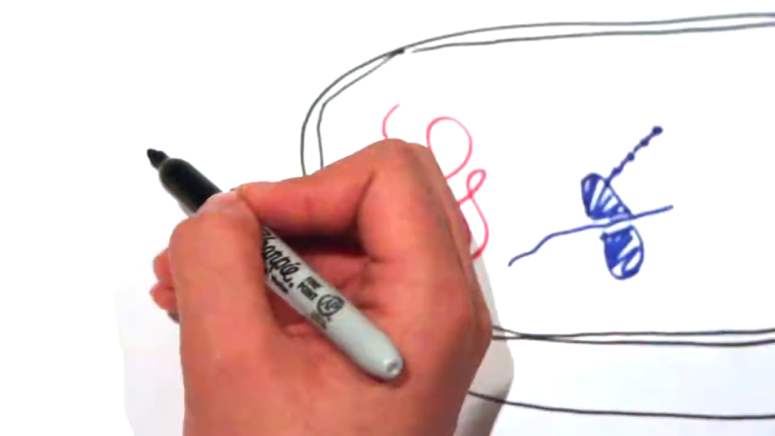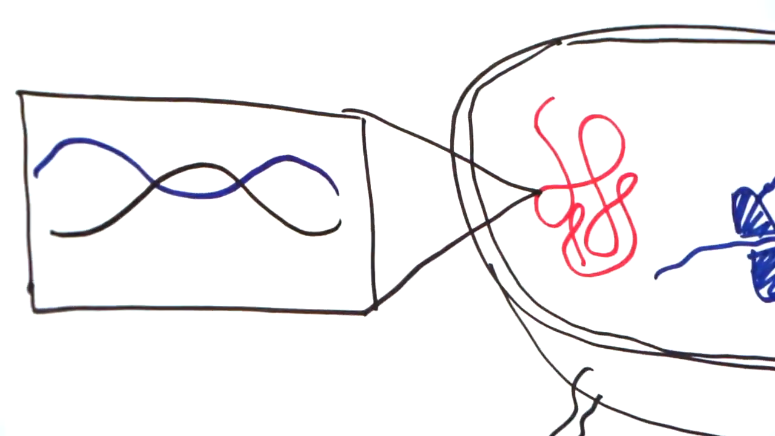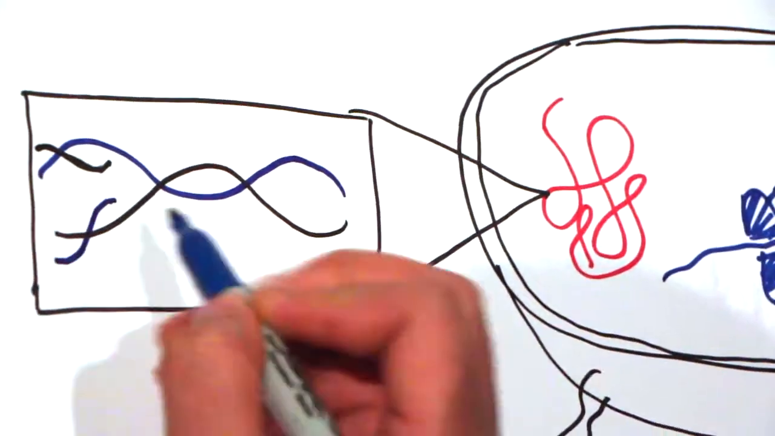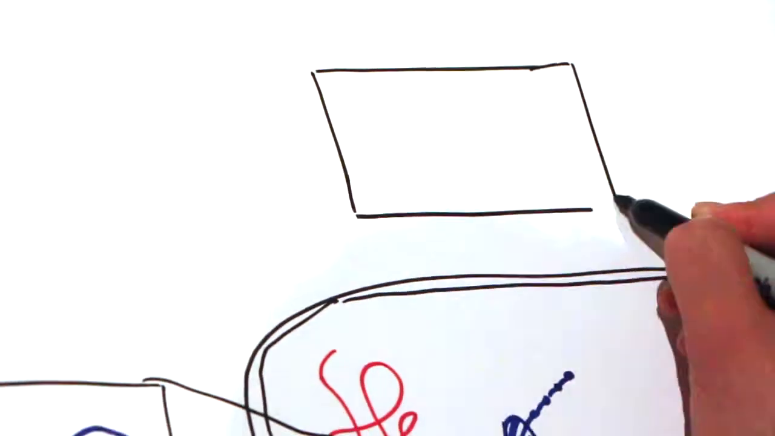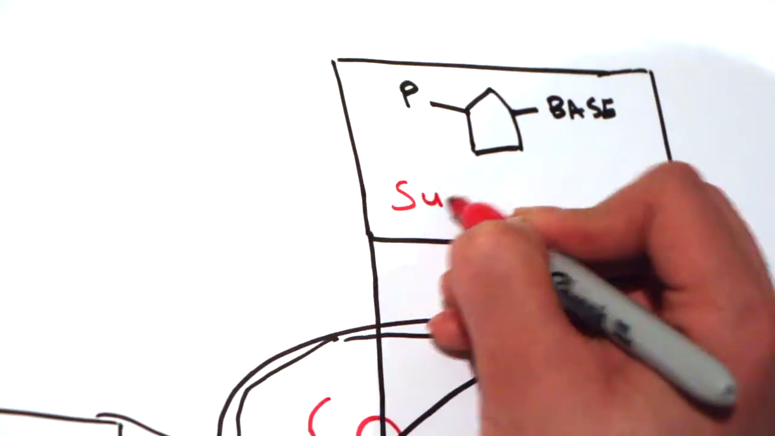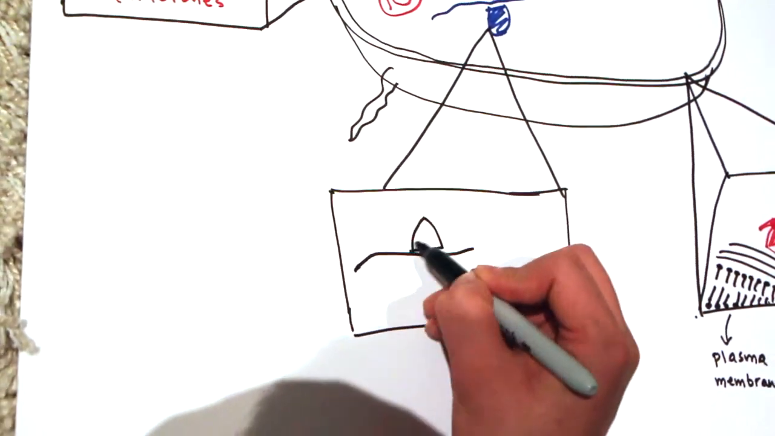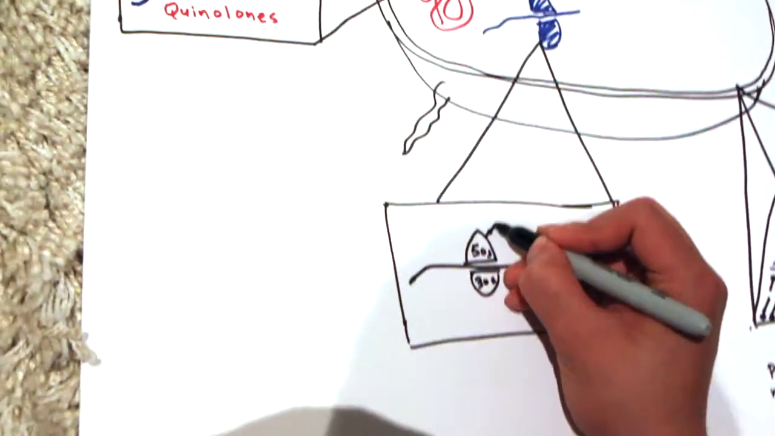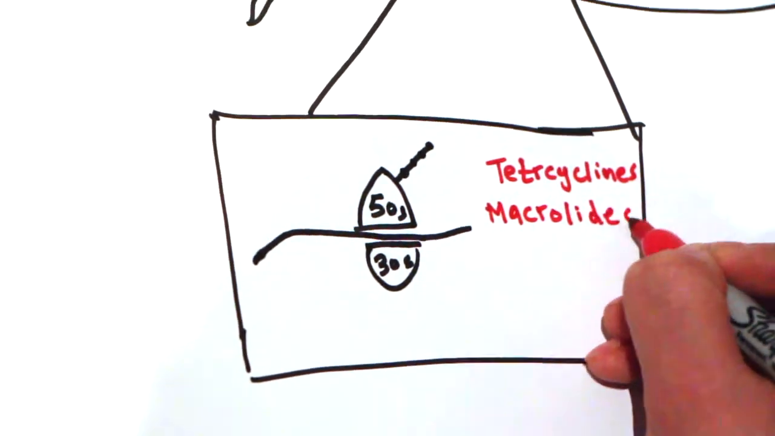They also target DNA and inhibit DNA-RNA synthesis. An example of these includes quinolones. They also inhibit DNA-RNA precursor synthesis like sulfa drugs. They target ribosomes and inhibit the cell's protein synthesis. An example of these antibiotics include tetracyclines, macrolides, and aminoglycosides.